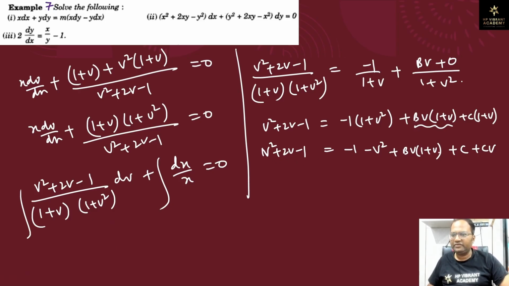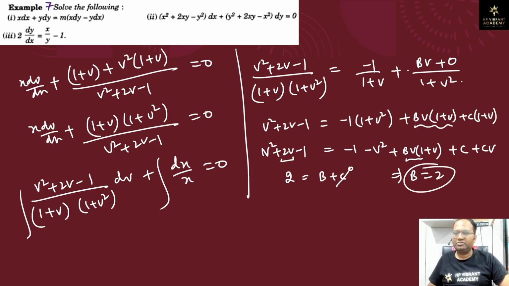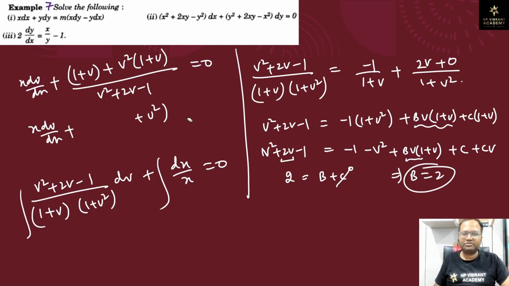देखो यहाँ से v का कोफिशिएंट क्या है, देखो यहाँ पे v का कोफिशिएंट 2 है, और यहाँ से देखो ये हो गया b भी, यहाँ पे c भी, तो b प्लस c. ठीक है, और c की वैल्यू 0, तो यहाँ से b की वैल्यू क्या हो जाएगी, 2 हो जाएगी. दिस इज 2v. ठीक है, so this is minus 1 by (1 plus v) and 2v upon (1 plus v square). So let us further simplify this. Let us do the integration.